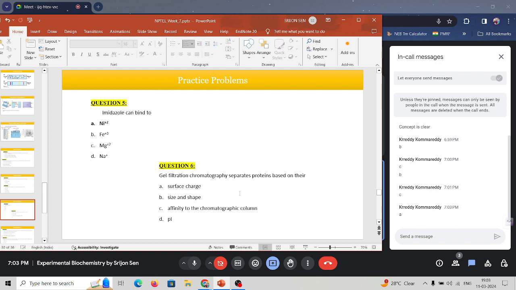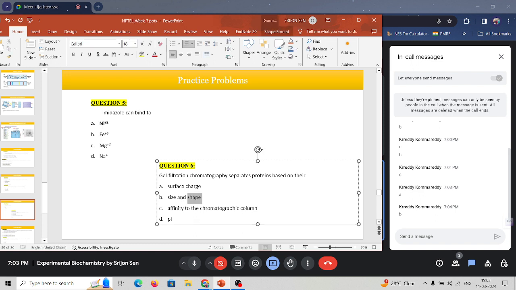Next one. Gel filtration chromatography separates proteins based on their surface charge, size and shape, affinity to the chromatographic column, and or PI. Yes, it is according to the size and shape.